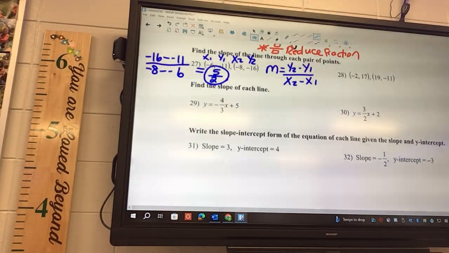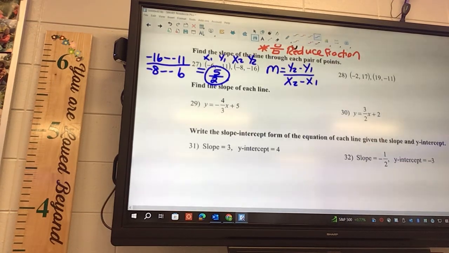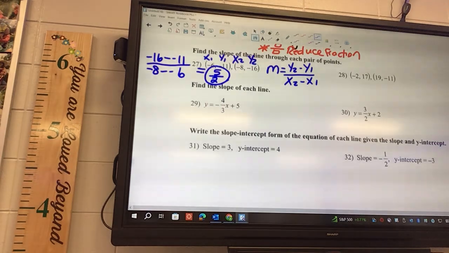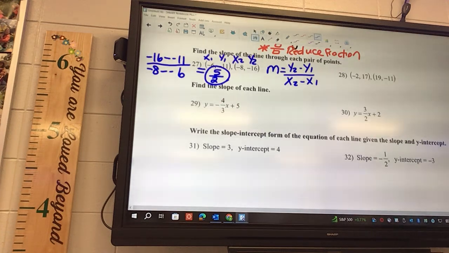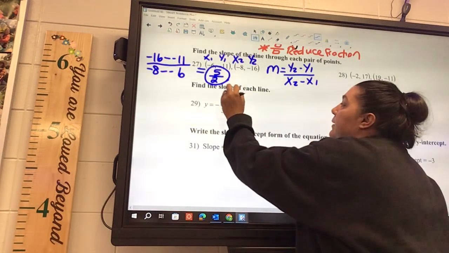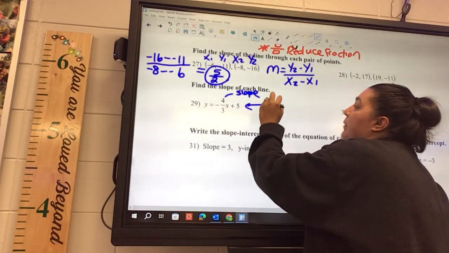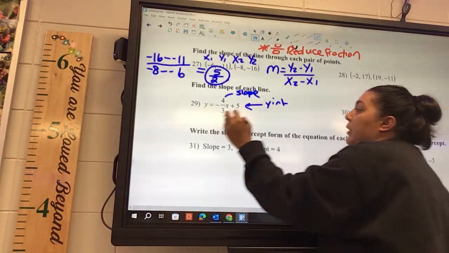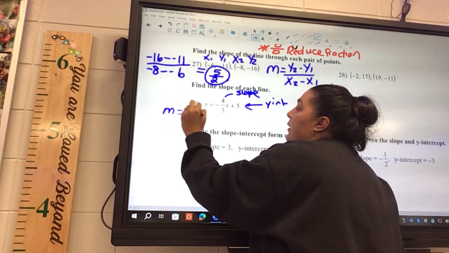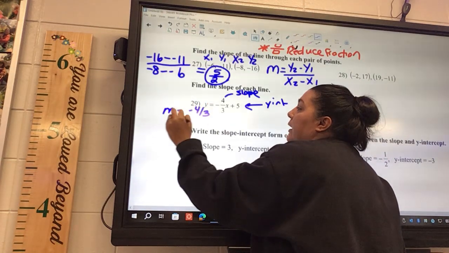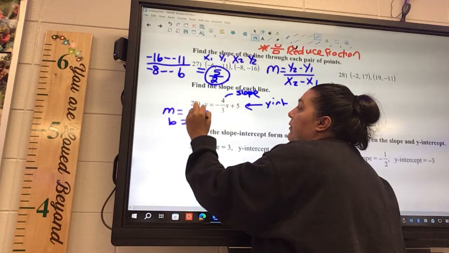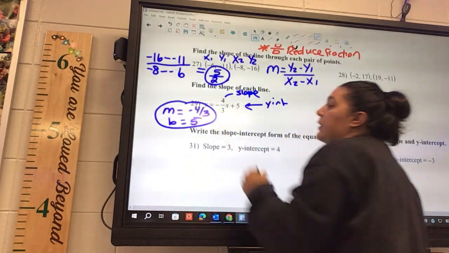Okay, look at number 29, sorry. 29 says find the slope of each line. Okay, which one is our slope? Negative 4 over 3. So this is my slope. This is my y-intercept. Okay, so we're going to say m equals negative 4 over 3 and b equals 5. Okay, so this is our answer.